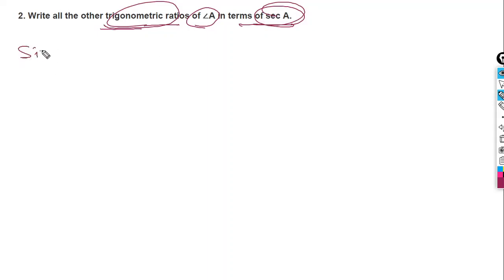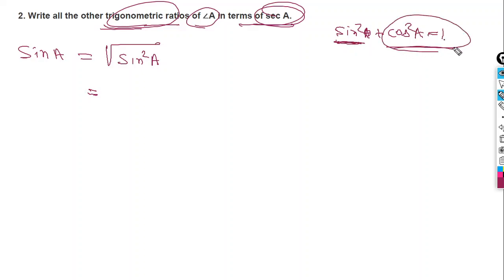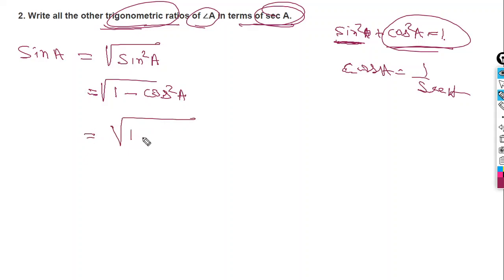Here sin A equals, in the same manner we will write root over of sin square A. Now you know the formula sin square A plus cos square A equals 1, so sin square A equals 1 minus cos square A. So we'll write root over of 1 minus cos square A, and you know cos A equals 1 by sec A. So we'll write root over of 1 minus 1 by sec square A.